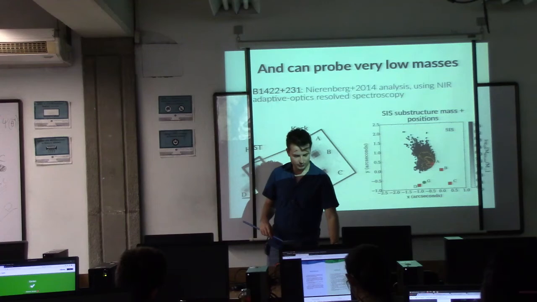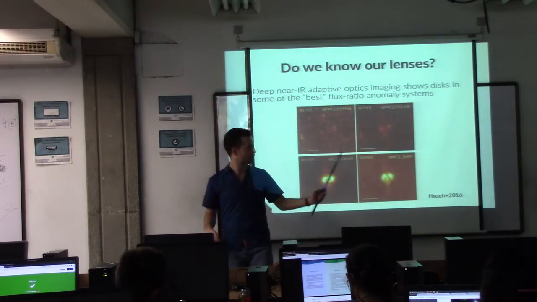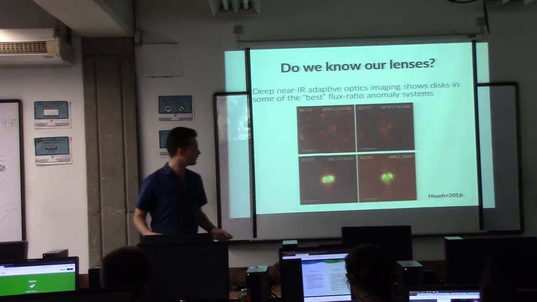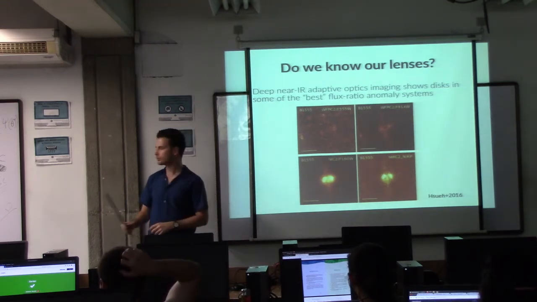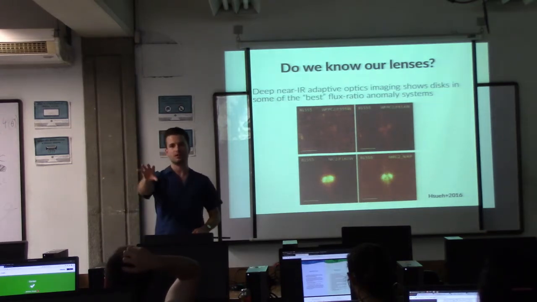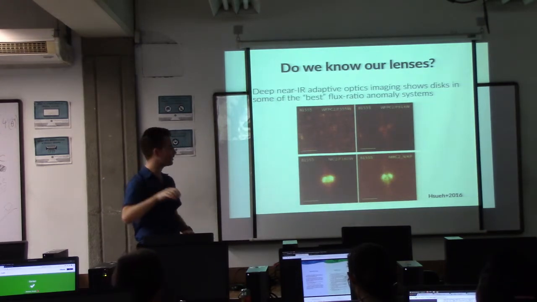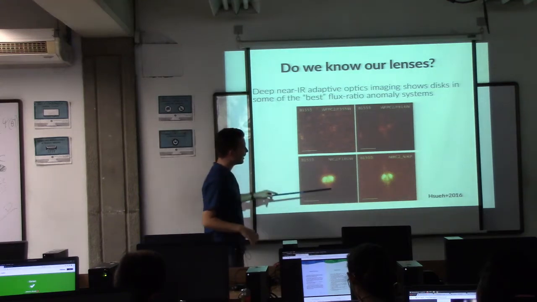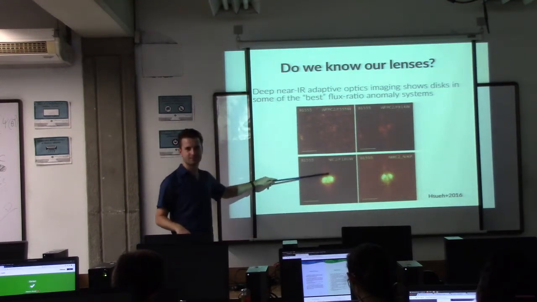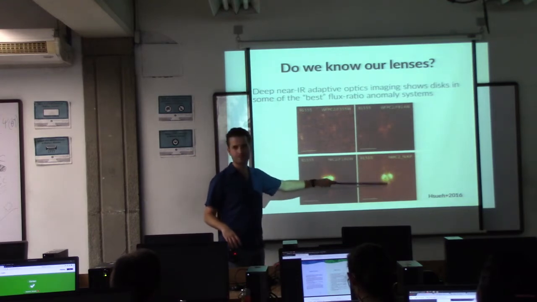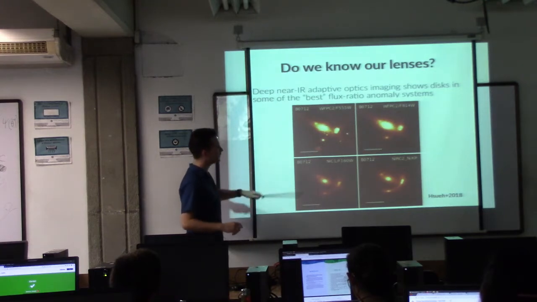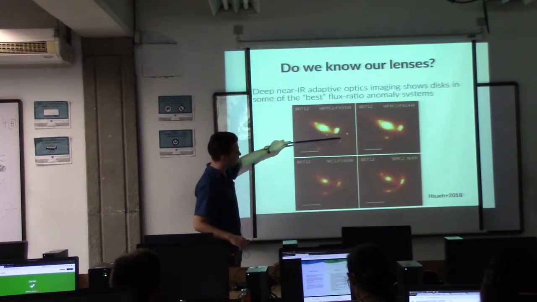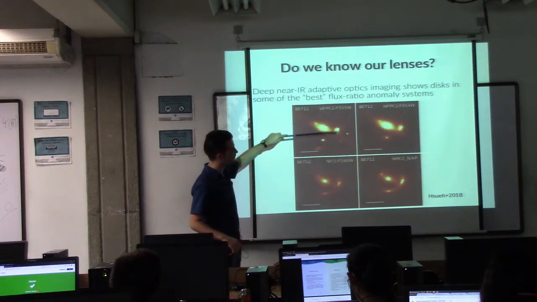And what has happened a few years ago is that Genevieve Sue in California, later in the Netherlands, went for some of these lenses where we had very strong flux ratio anomalies and took very deep high resolution observations of them in near infrared. And she found that there are disks. And in some of these cases, such as this one, you should see, I think these are the lensed images. You see some nice Einstein arc. There is a problem with the flux ratio of them.